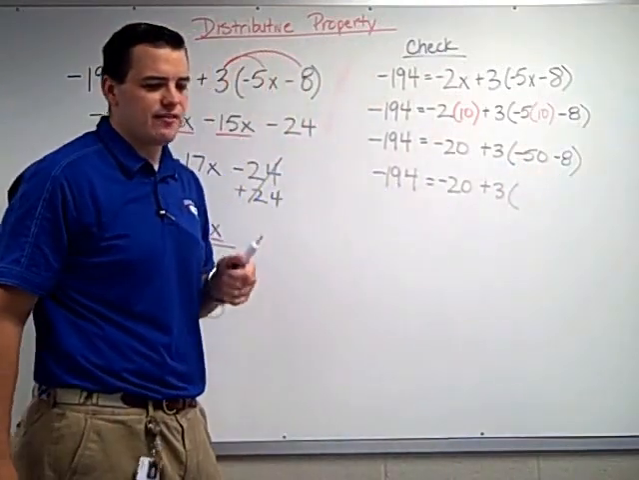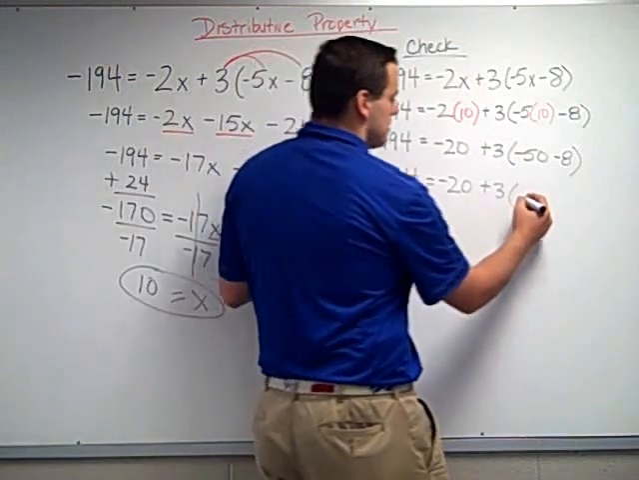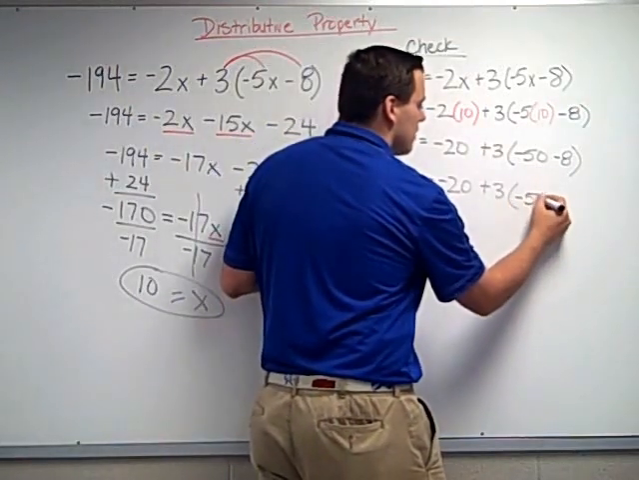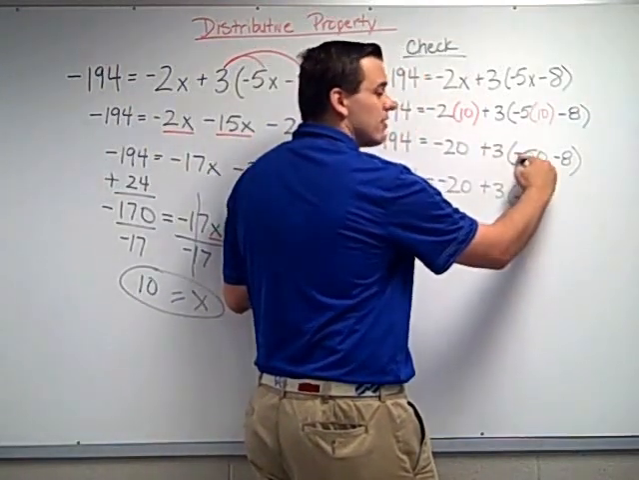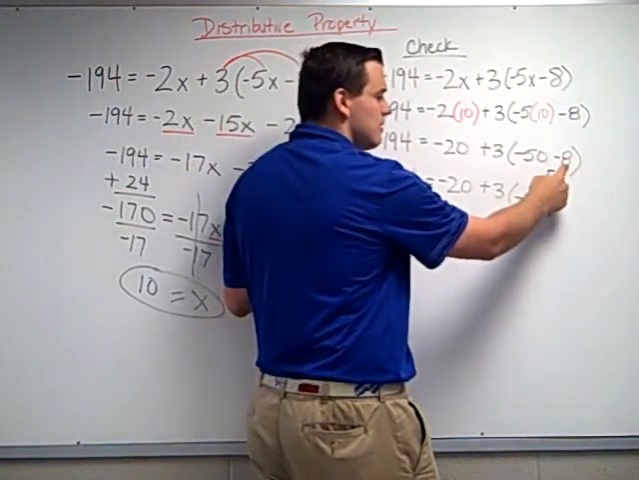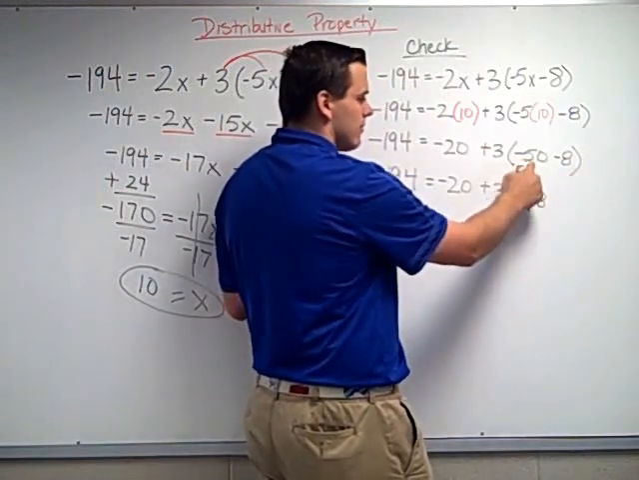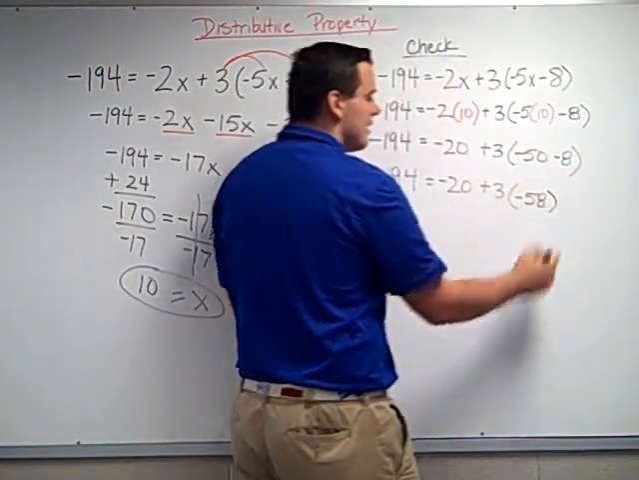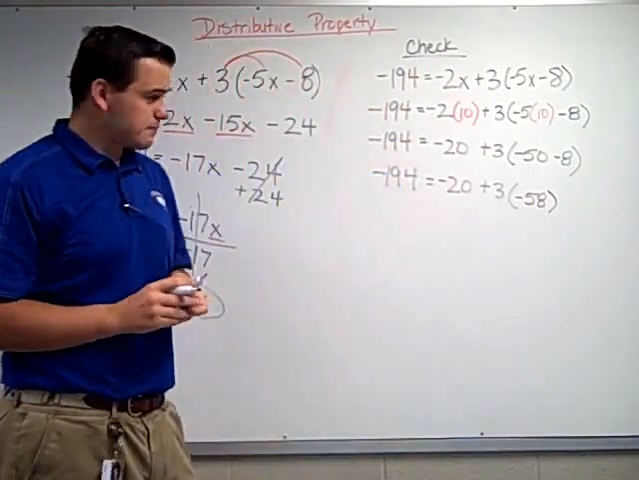Well, negative 50 minus 8 is going to be negative 58. If signs are alike or different, if they're alike, we add. 50 plus 8 is 58. Take the sign of the bigger number, which is 50. So therefore, it's going to be negative 58.